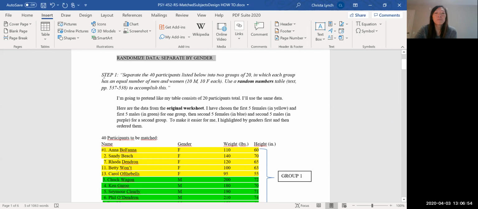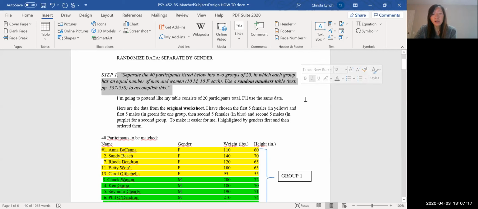So anyway, separate the 40, in this case, it'll be 20 participants listed below, into two groups, in which each group has an equal number of men and women. Use the random numbers table in the text. You can look in text pages 537 and 538. You can look in that and you can see that there is a table, and it shows you kind of how it's all supposed to look when said and done.